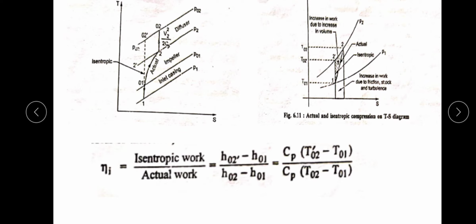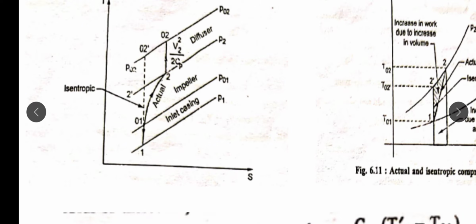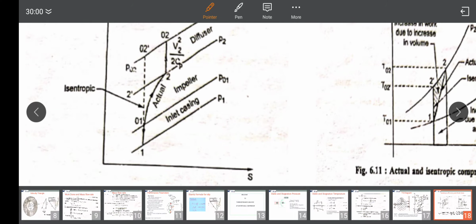Isentropic work upon actual work. To define the work, we need to understand what the supply of energy is, and again it's a steady flow energy equation. The equivalent amount of work is equal to the change in enthalpy. So we can write it as H02 dash minus H01 upon H02 minus H01. We have the two points 02 and 02 dash. The associated enthalpy of 02 is H02, and the associated enthalpy of 02 dash is H02 dash.